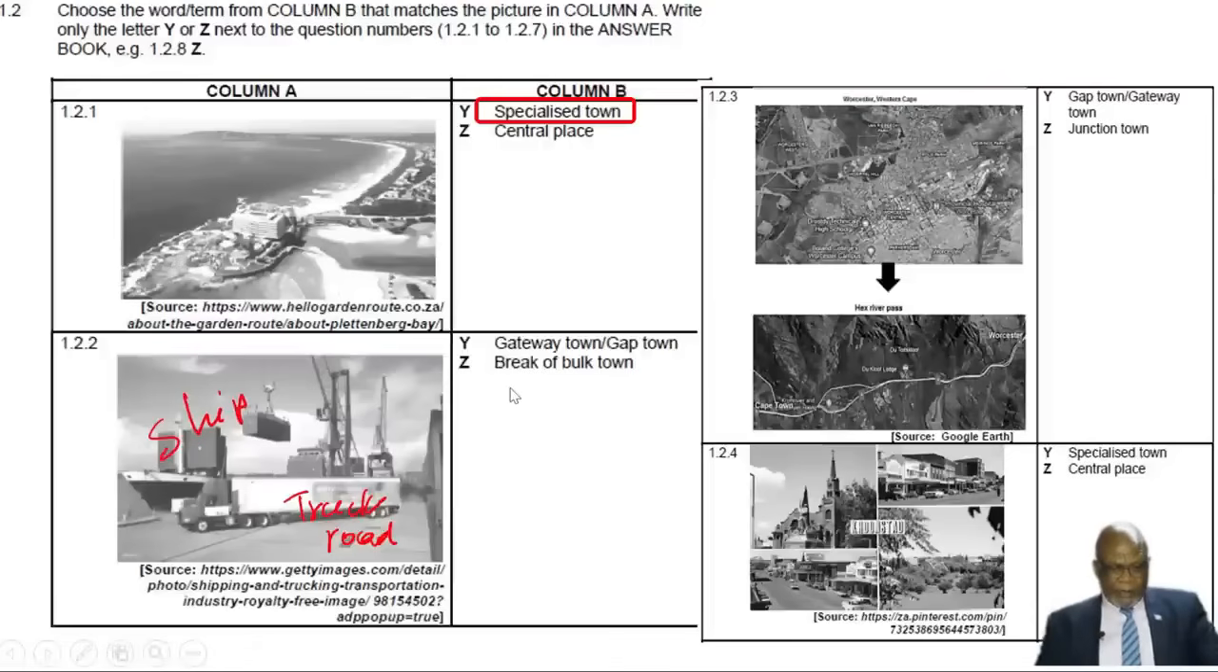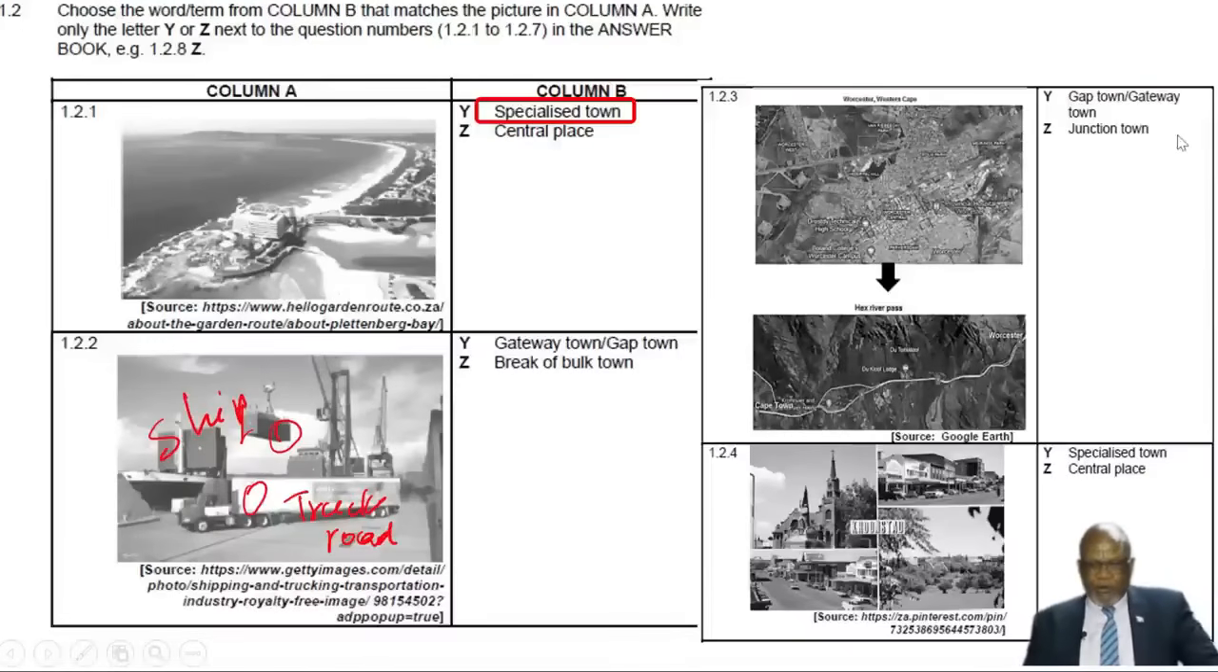Why is it a break of bulk point? Because you can see a road and a water transport is replaced by a road transport. So a break of bulk point is where one mode of transport is replaced by another. You can see cargo coming through the ship and is loaded into the truck. This is what we call a break of bulk point or break of bulk town, where one mode of transport is replaced by another, like railway replacing water, or in this case a road replacing water transport. So it's a break of bulk point.